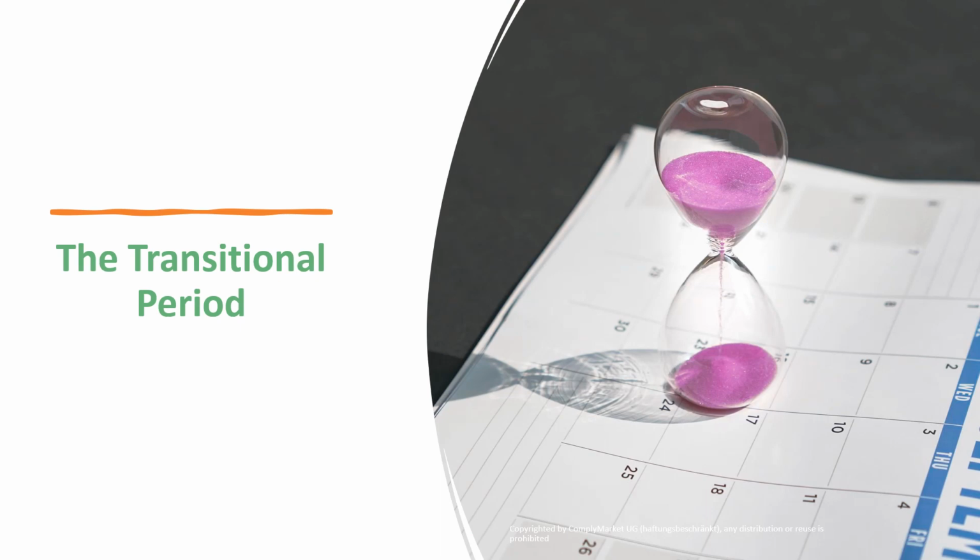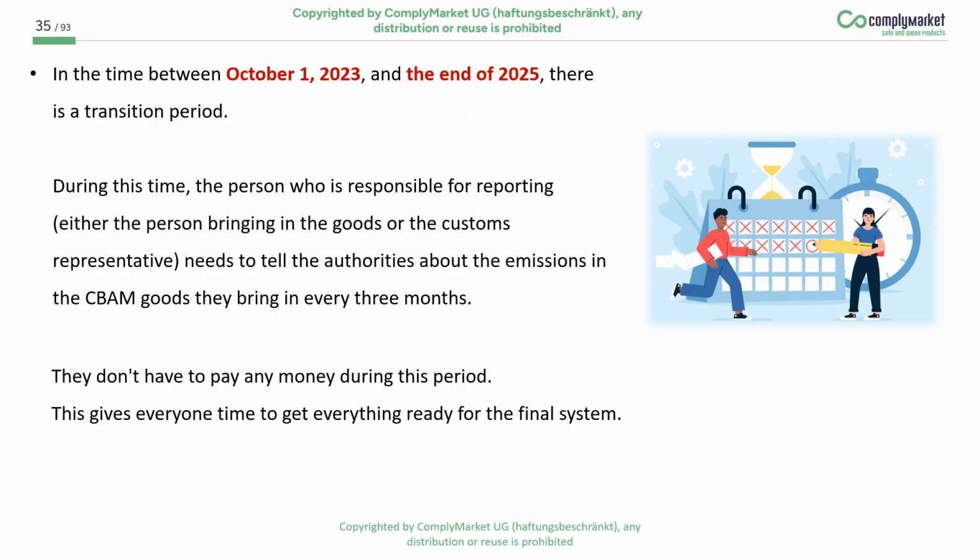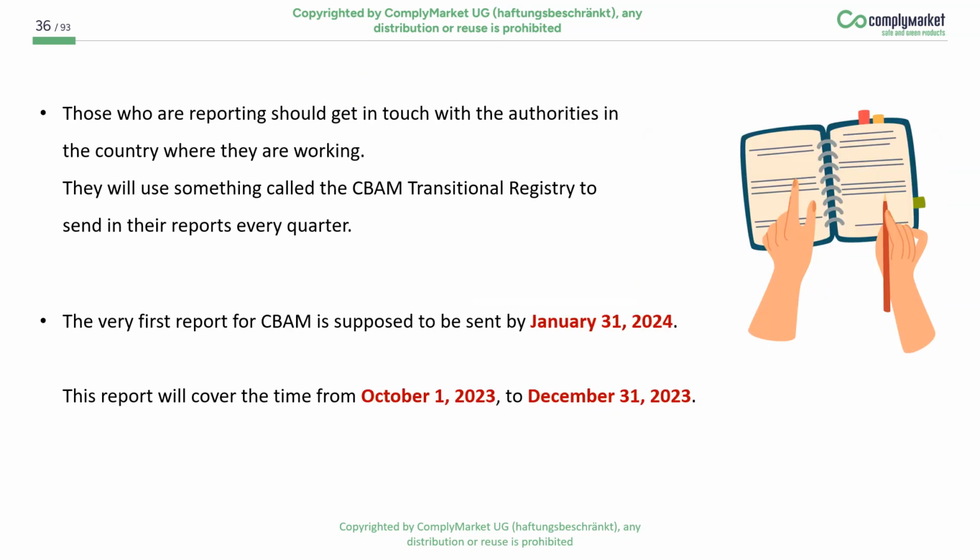Transitional period will be from 1st of October, last October, and until end of 25. And you have to do first reporting. Again, please don't forget. So just look to this number. 1st of October.